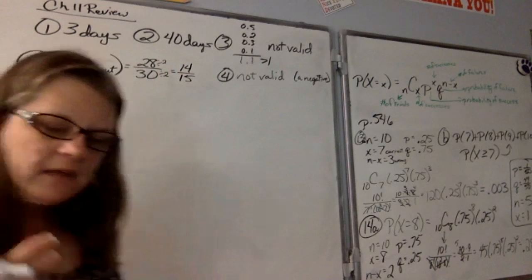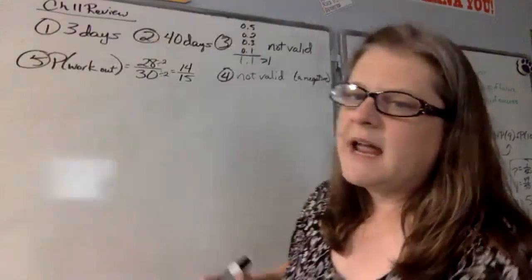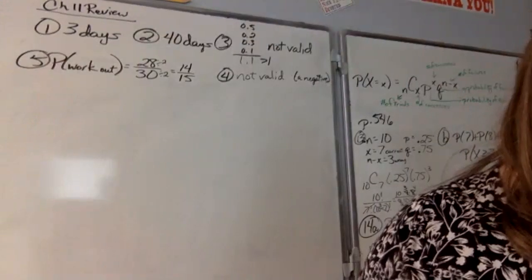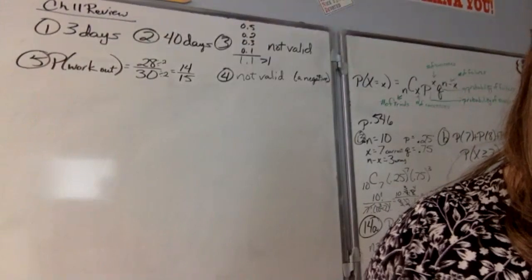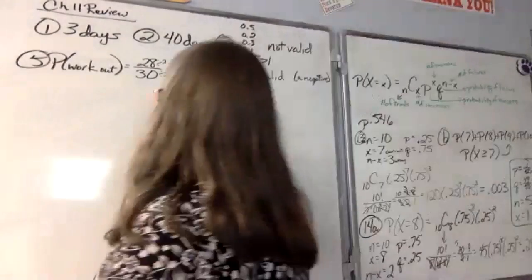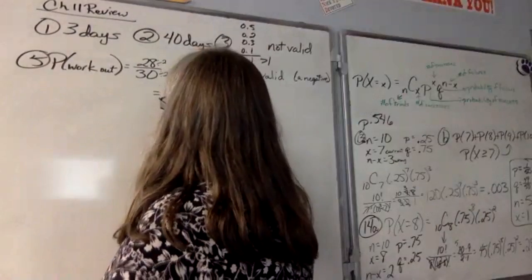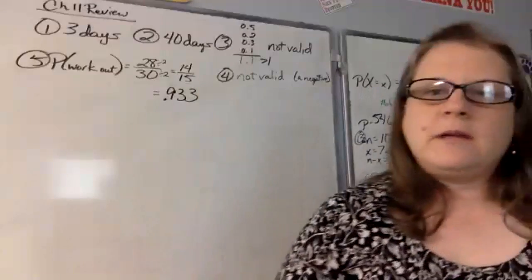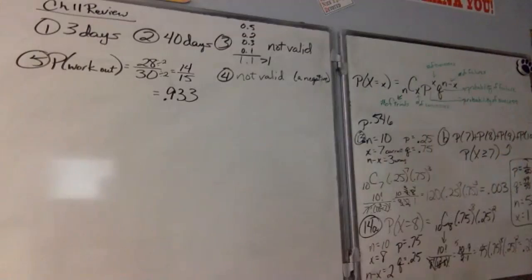But normally they want the relative frequency written as a decimal. So you take 14 divided by 15. And you get 0.93333333333, down to the nearest thousandth. So you have 3 decimal places behind the decimal point.